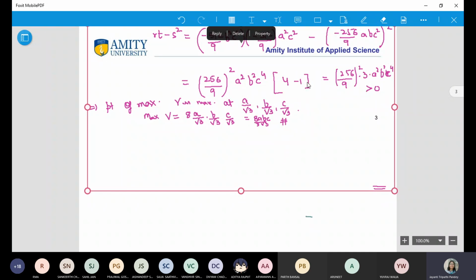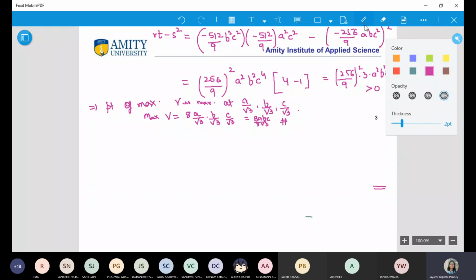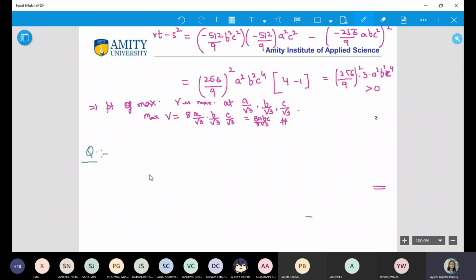Chalo, write the next question. The sum of three numbers is a constant. Prove that their product is maximum when they are equal.